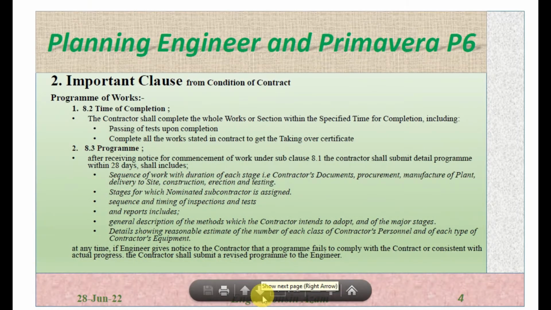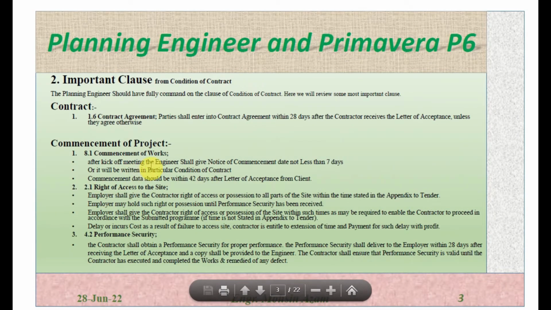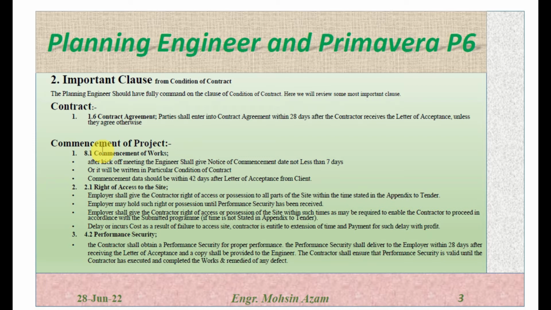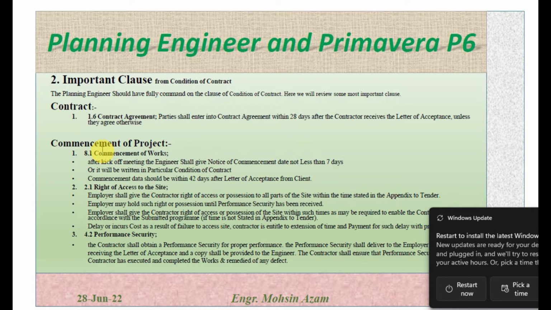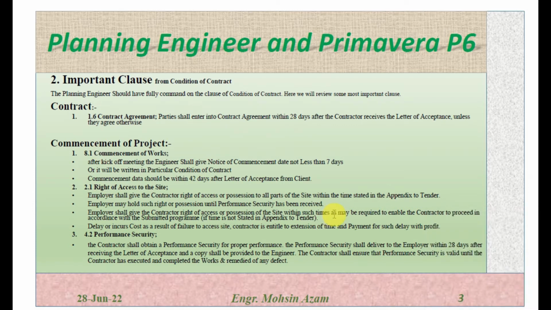Okay, so as we discussed before, in the last slide, this was only the commencement. In the commencement, the important things are when the project will actually start, how the access to the site should be given to the contractor, and the third one is performance security. So to start the project, these three clauses from the conditions of contract are important. Clause 8.1 is commencement, 2.1 is right of access to the site, and 4.2 is performance security.